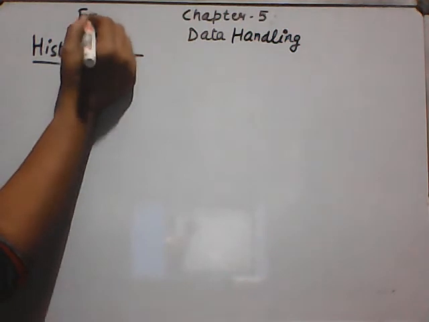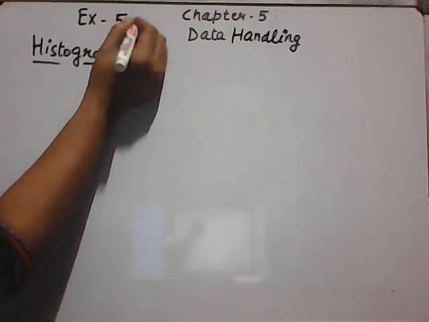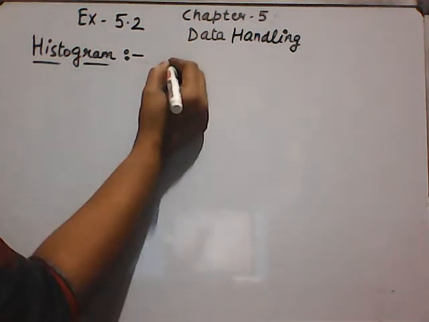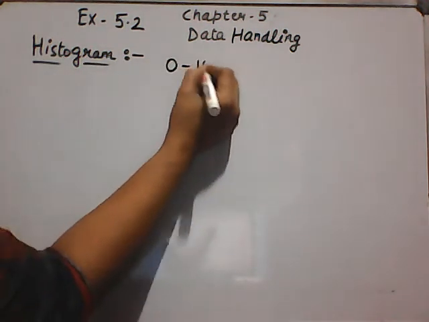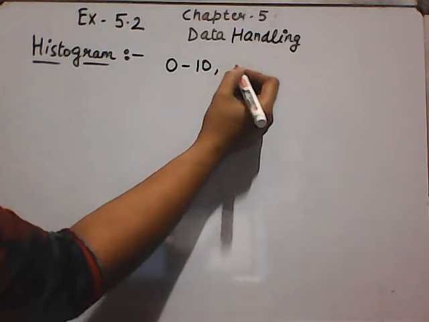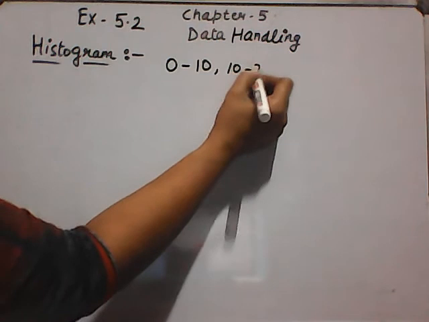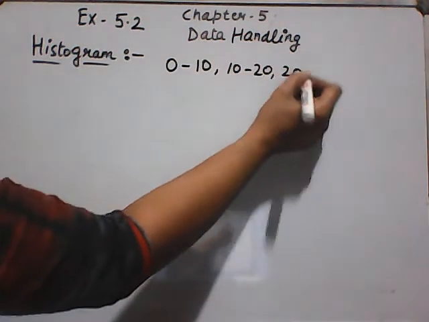In this exercise, we will learn about histogram. Now, you all need to learn what we mean by histogram. A histogram is a graphical representation of a grouped frequency distribution table in the form of rectangles, in the form of continuous classes. For example, in previous classes, we have learned how to make a frequency distribution table: 0 to 10, 10 to 20, 20 to 30 and so on.